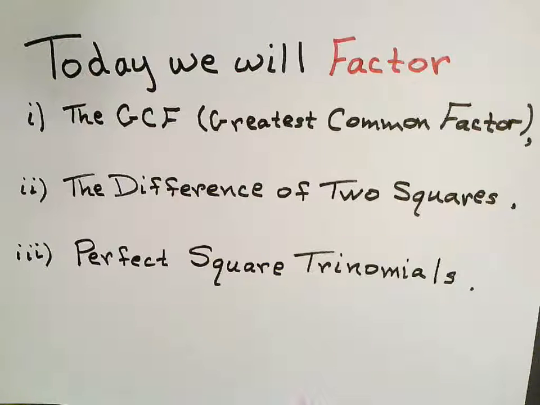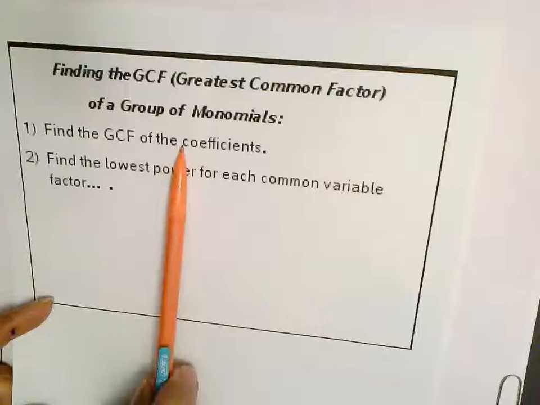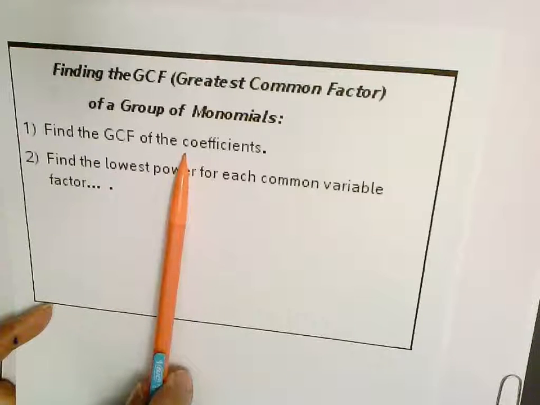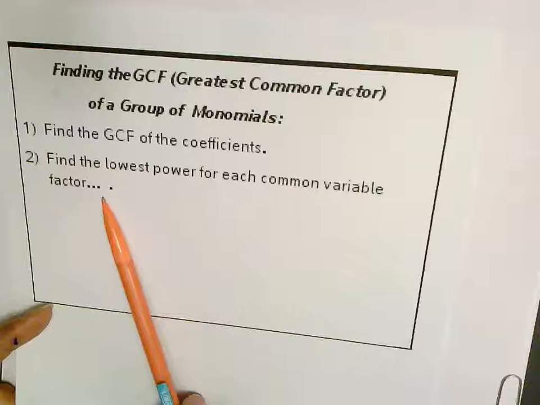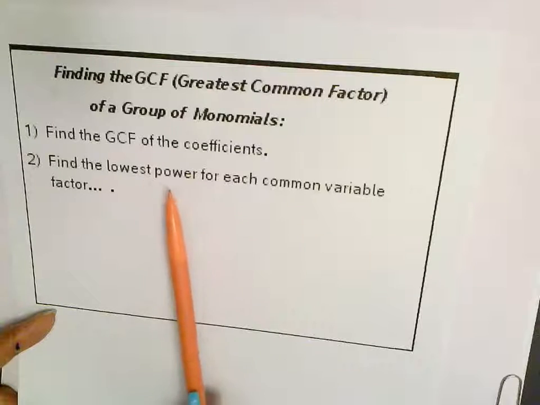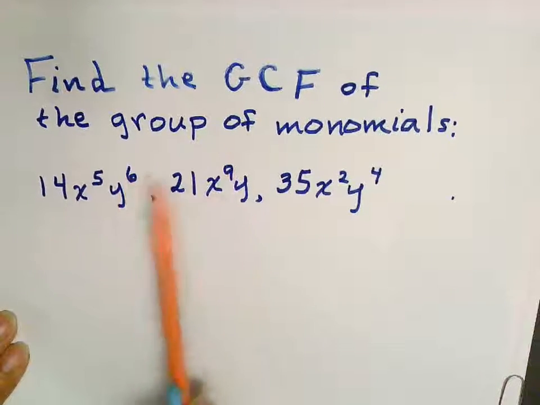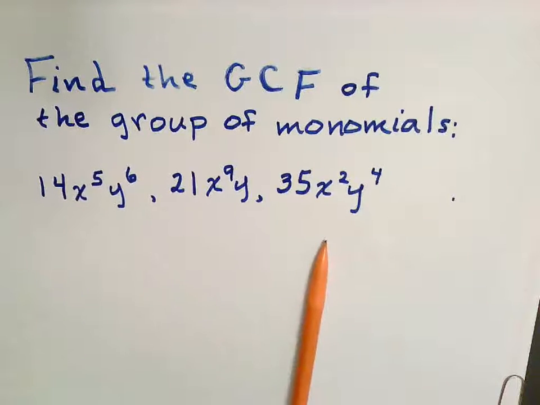And when we are finding the greatest common factor, we look at the numerical coefficients first to find the greatest common factor of the numerical coefficients. Then we find the greatest common factor of the variables, and it's going to be the variable with the lowest power, the lowest exponent. So our first problem here, we're going to find the greatest common factor of the group of monomials that you see here.